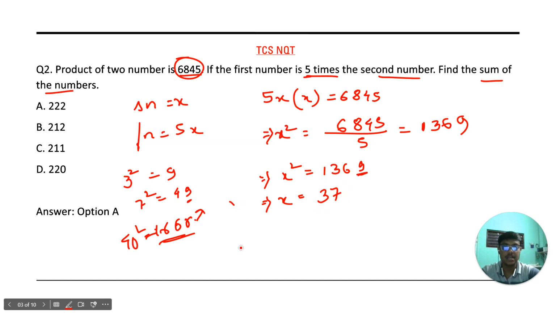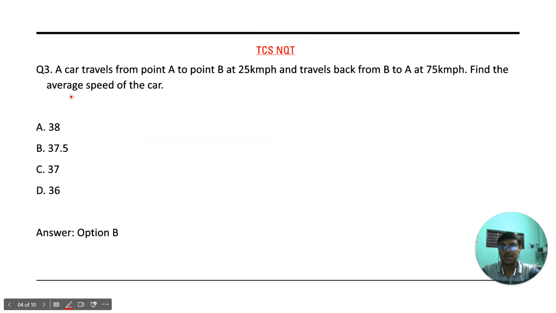Now we need to find the sum of the numbers. So the sum would be 5x plus x, which is equal to 6x, which is 6 into 37. 7 sixes are 42, carry 4, and 6 threes are 18, plus 4 is 22. So 222 is the correct answer, which is option A. Hope you all got the logic. Let's move on to question 3.